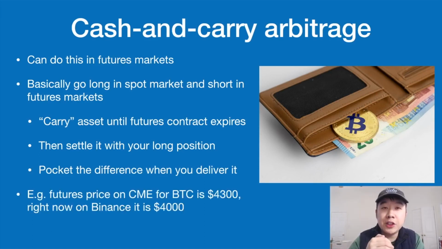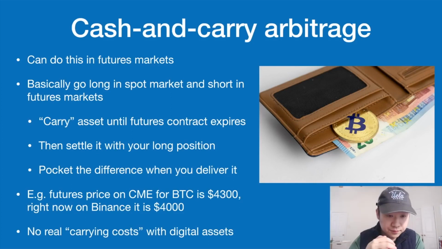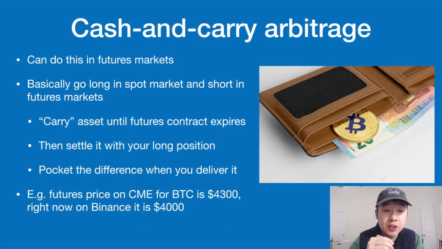So for example, let's say the futures price on CME or CBOE for Bitcoin is 4,300, but right now on Binance it's 4,000. You can buy it on Binance and then short it on CME. And when your futures contract expires, you can deliver the 1 Bitcoin and get paid 4,300 for it. That's how futures work. We have another video that covers how futures work. I'll also link it below so you can check it out if you're not quite sure.